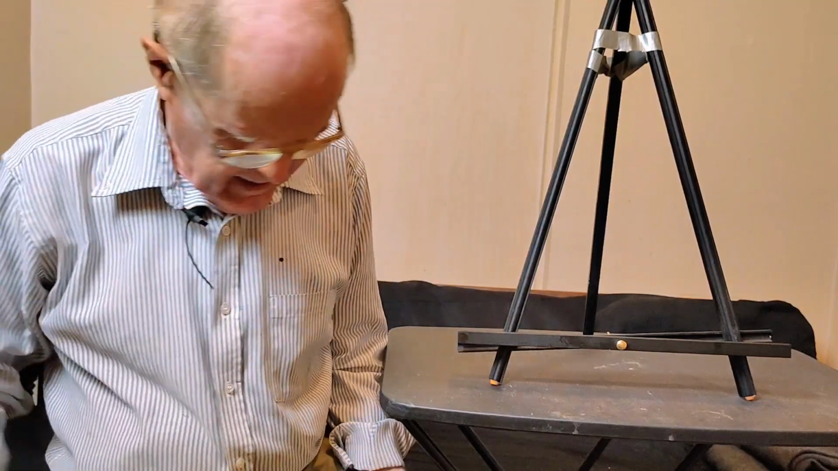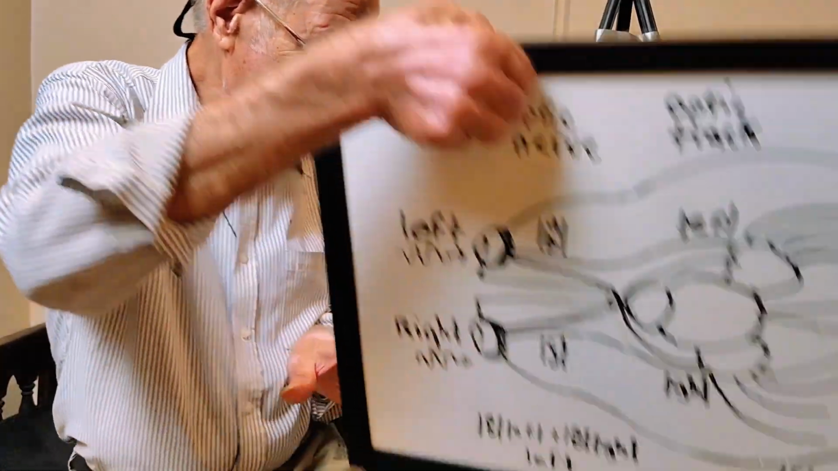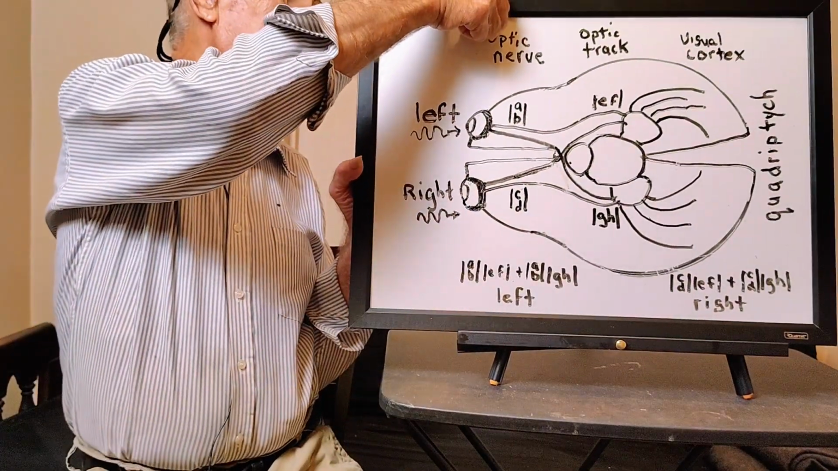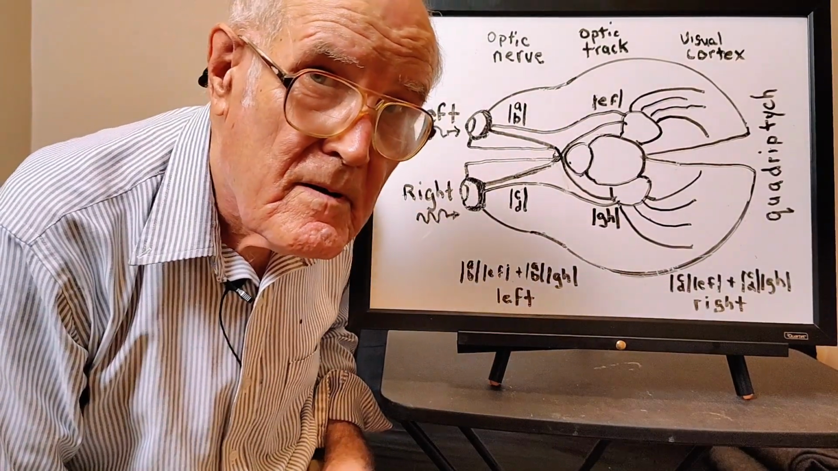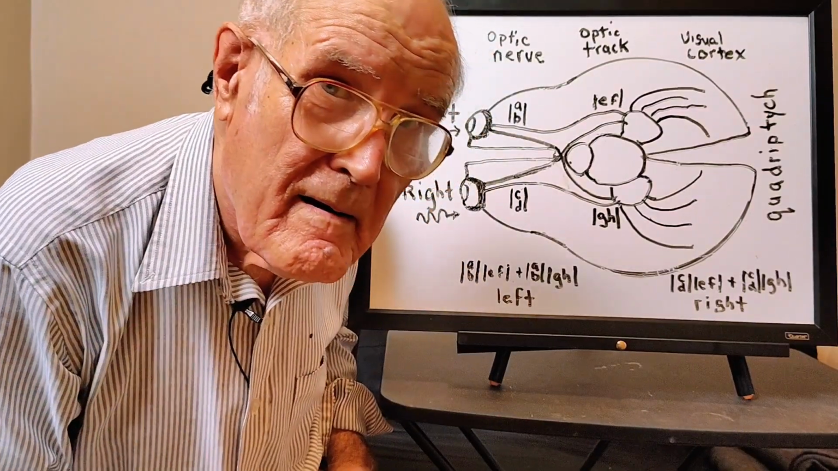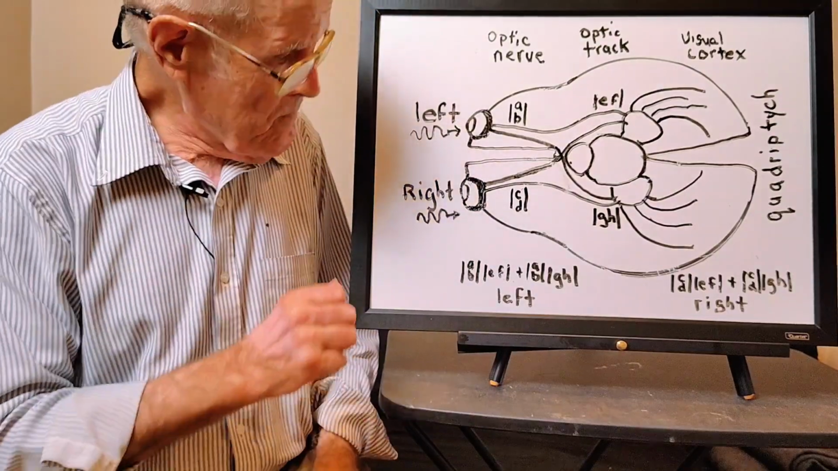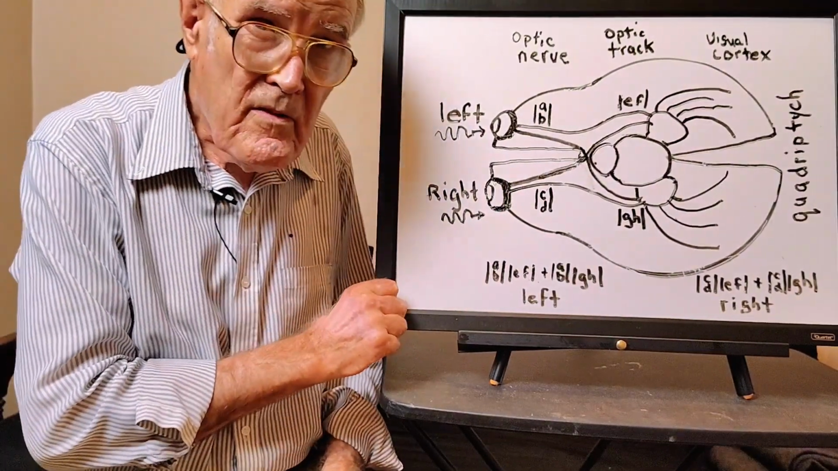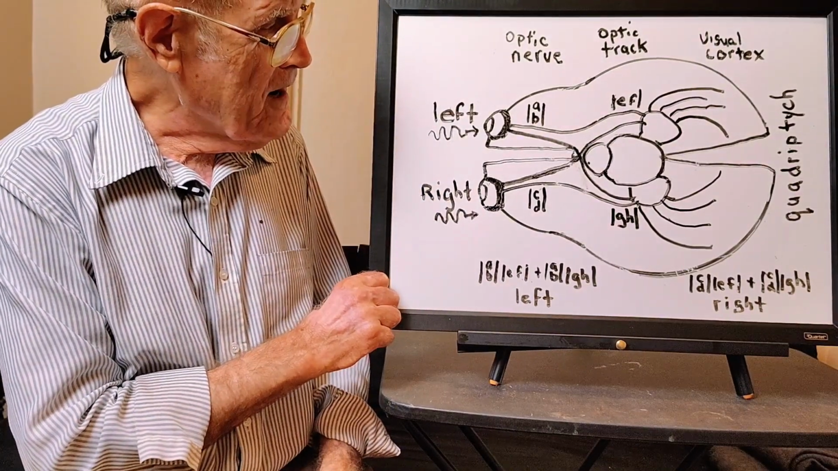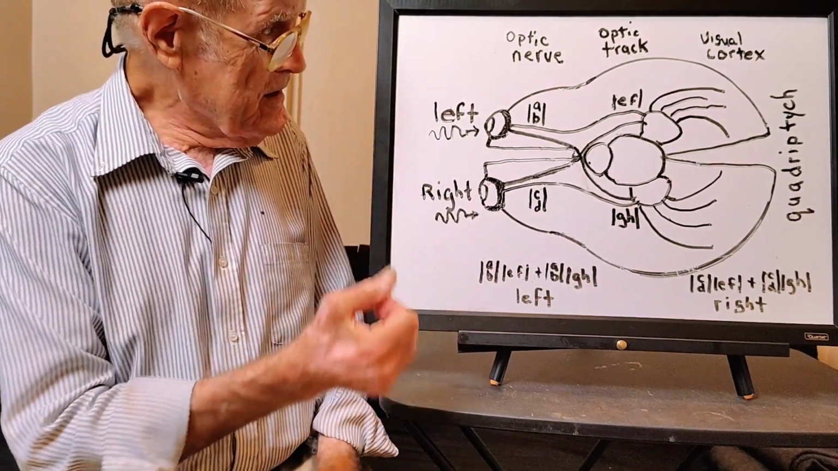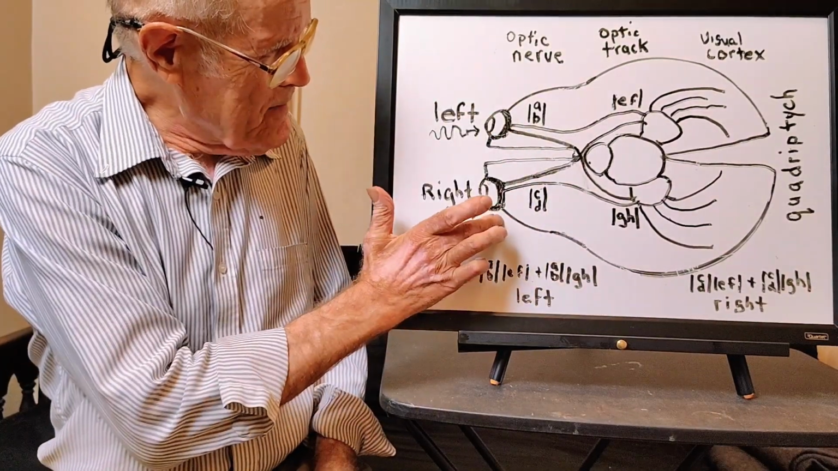Now, where that format comes from is this right here. Hope that shows up pretty well. I think it is. This is a typical drawing of the brain from the underside. Looking at it from underneath, this is the left eyeball and the right eyeball.